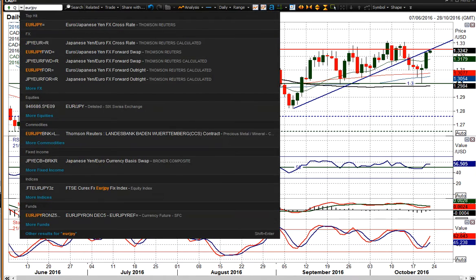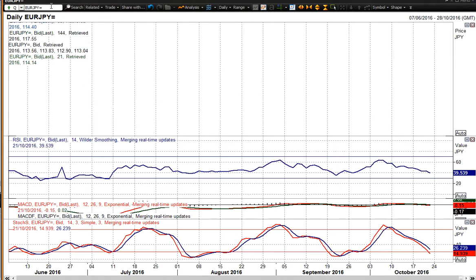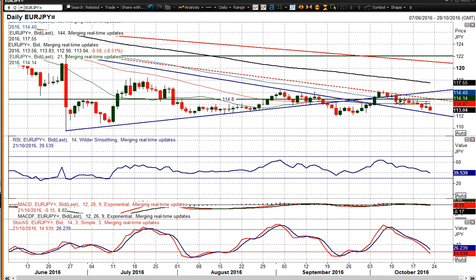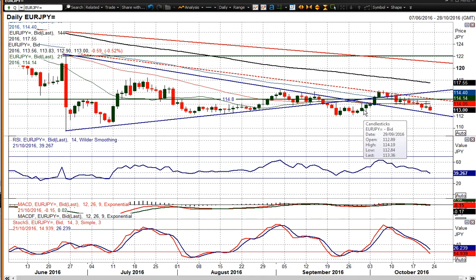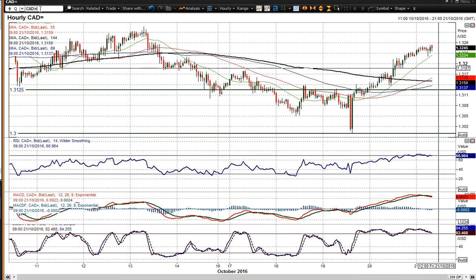Euro Yen. Just on the drift, isn't it? It's lower. Look at the stochastics falling away, RSI falling, MACD lines crossing lower. It's just continuing to fall away now. I think a retest of the 112 area could well be seen, 112 to 112.50 maybe. These are all lows that you saw in September, 112 to 112.50 area. And I think it certainly seems as though that's the way that the market is moving.